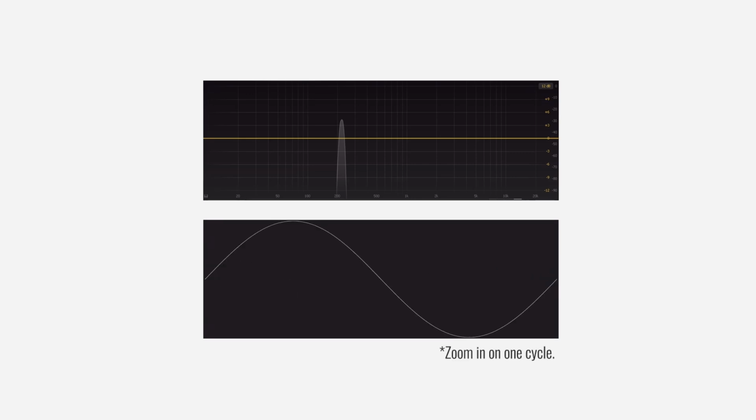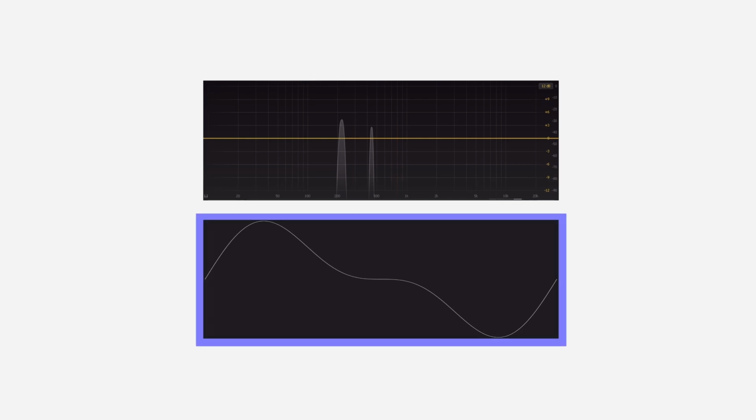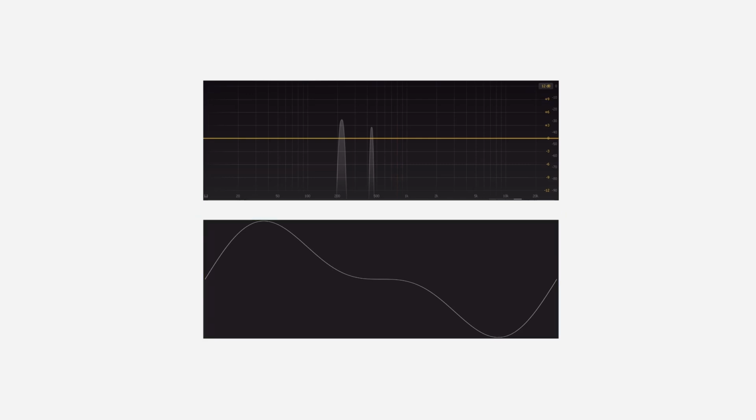So let's make this a bit more interesting by adding another sine on top. The new sine pops up in the analyzer and the sound changes dramatically. Also notice how the waveform transforms. Let's keep watching these changes as we continue stacking more sines together.